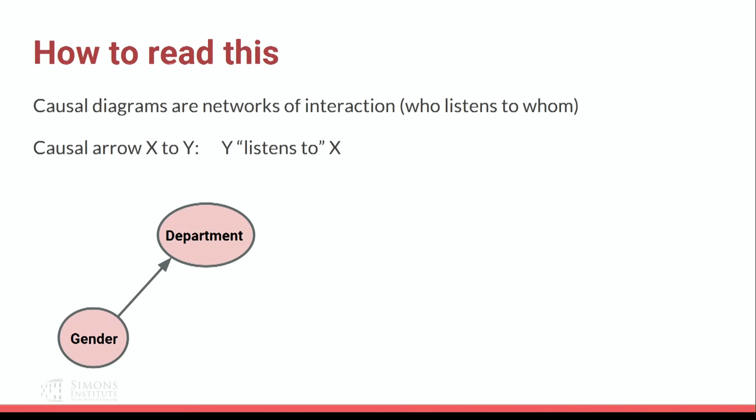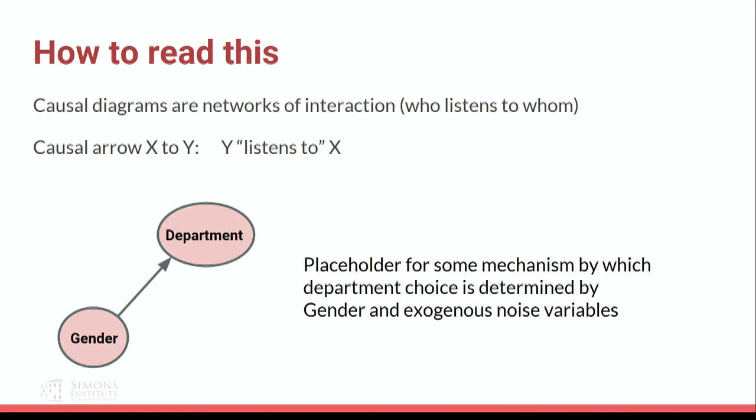But since some of you haven't seen these causal graphs, let me give you one slide on how you should read this. Causal diagrams are a network of interactions. They tell you who listens to whom. A causal arrow from X into Y means that the variable Y listens to X. So if X varies, so does Y. And a little more formally, a causal arrow is a placeholder for some mechanism by which, in this case, department choice is determined by gender up to exogenous variation.